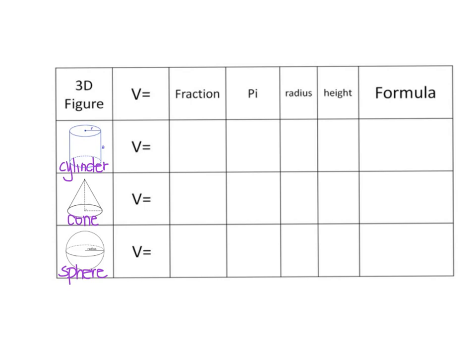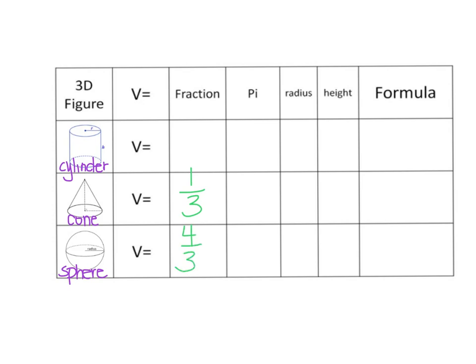We have the cylinder, the cone, and the sphere. We're going to start off with the fraction. The cylinder does not have a fraction, however the cone and the sphere do. The fraction for the cone is 1/3. The fraction for the sphere is 4/3.